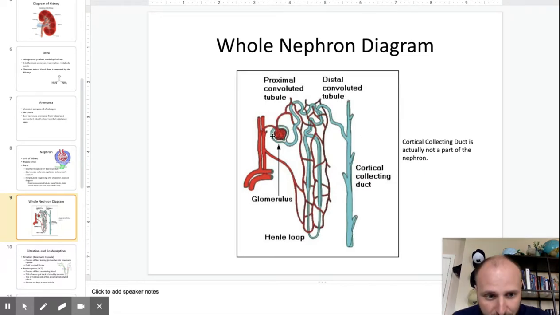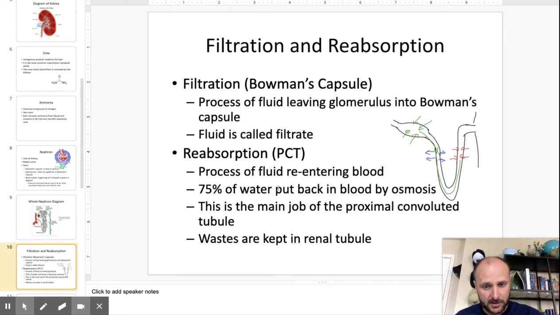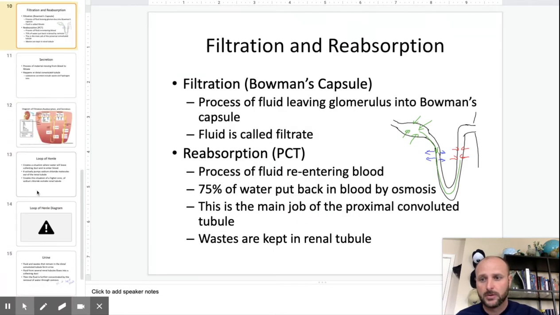We talked about how filtration is going to happen in the glomerulus or the Bowman's capsule, where most of the fluid in the blood is going to be filtered out and put into the renal tubule. Then in the proximal convoluted tubule, which is right after that, you're going to get a lot of that fluid to reabsorb back into the blood. But a lot of the waste is going to be left behind. That's where we are here. Waste is kept in the renal tubule.